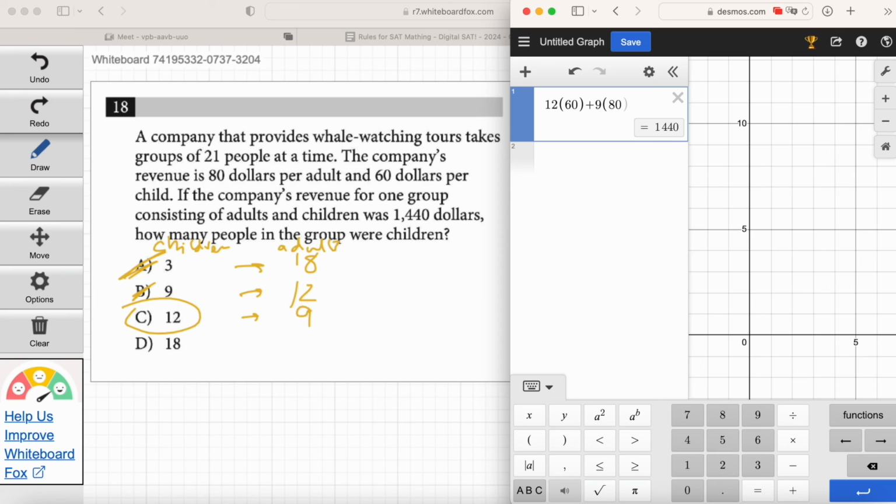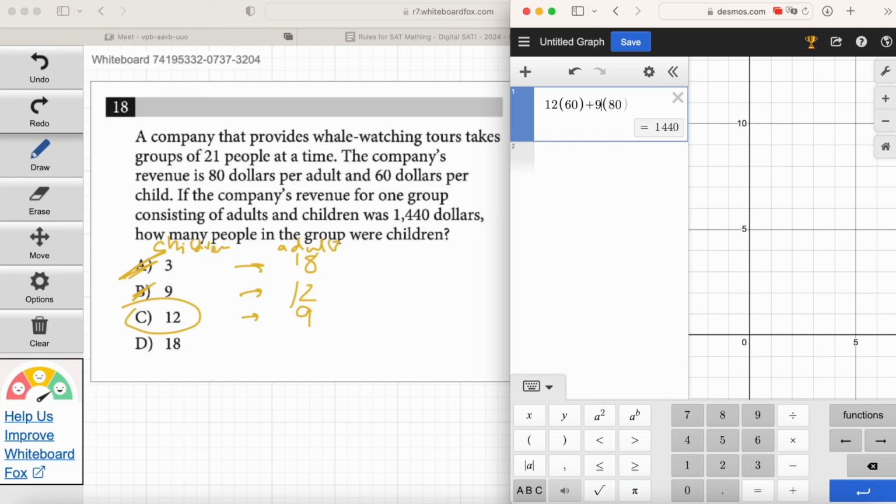Any questions about that question? Look for ways to test answer choices, especially if they're trying to give you a system of equations question. There's generally a way to test them. Potentially, if you wanted to structure these equations, you could, and then you could graph them. That might work as well. We don't have time to go over that right now.